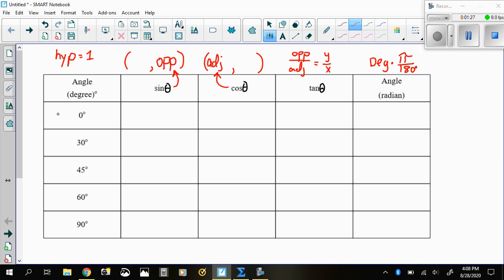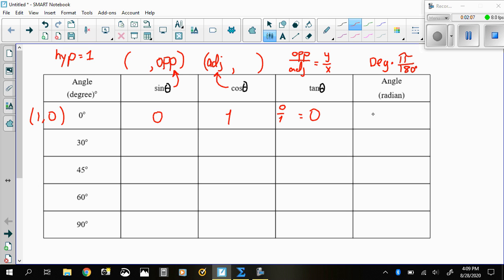Okay, so starting at 0, the ordered pair for 0 on the unit circle is (1, 0). Now, since the sine is the opposite or the y-coordinate, that means that the sine of 0 is 0. The cosine is the x-coordinate, so the cosine of 0 degrees is 1. And then for tangent, since it's opposite over adjacent, that would be 0 over 1. And since 0 is in the numerator, and that's okay to have up there, the tangent of 0 is 0.